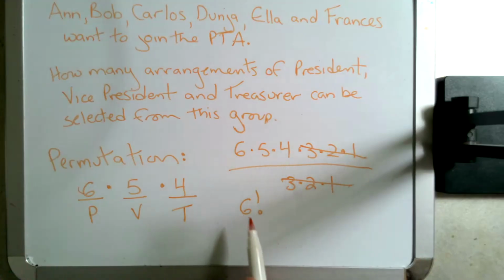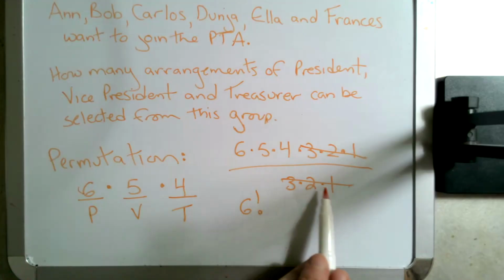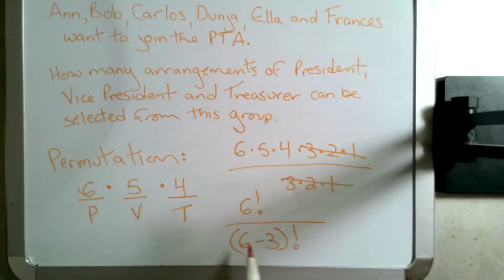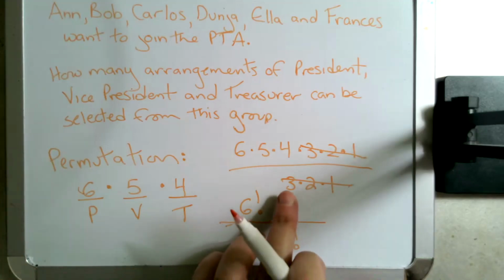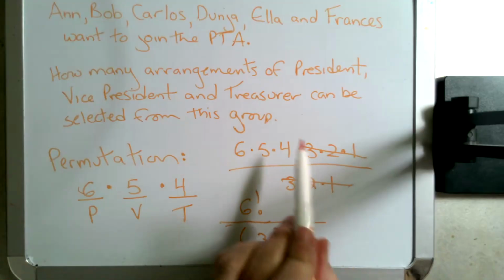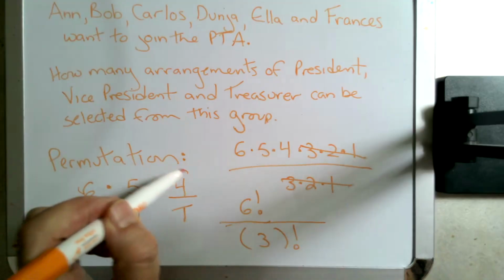Now, I've got my 6 factorial, and I want to divide away 6 minus 3 factorial. The number of people I'm choosing from minus the number of spots I'm choosing will leave me with all the things I don't want to include, right? And 6 minus 3 is 3, and 3 factorial is that 3 times 2 times 1 that I divide away, leaving me with this.